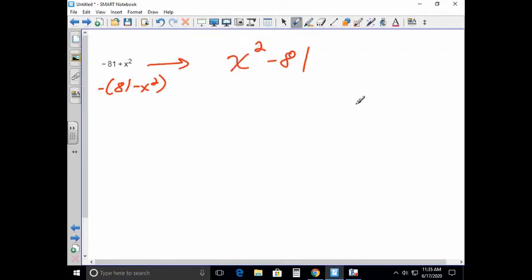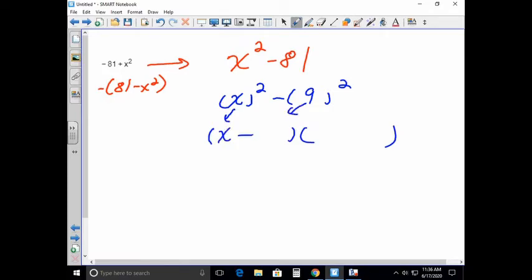So this is the difference of squares. It's something squared minus something squared. X squared is x to the second power, and 81 is 9 to the second power. So since it's a difference of squares, again, our two parentheses is our first base minus our second base, and then those two added together.